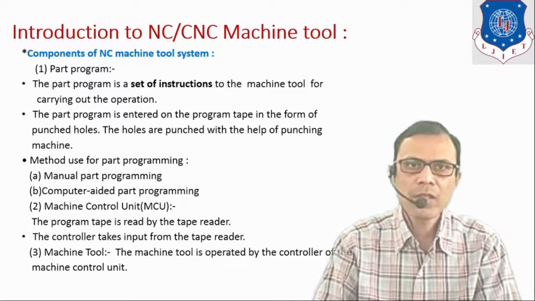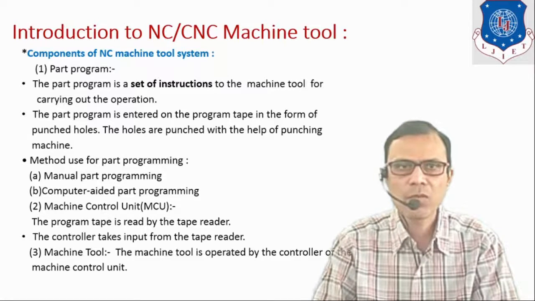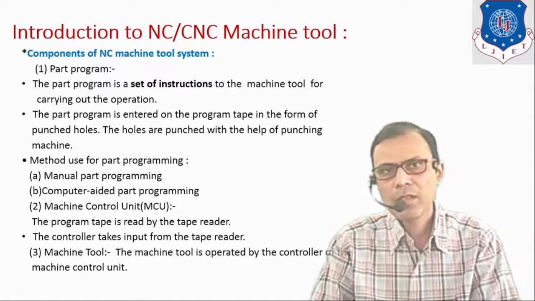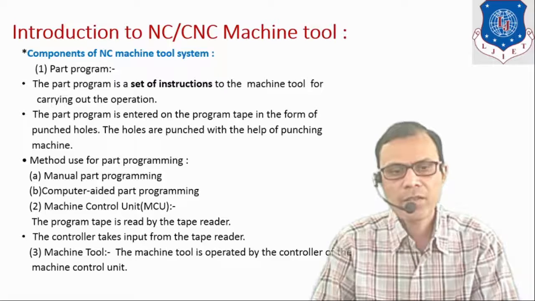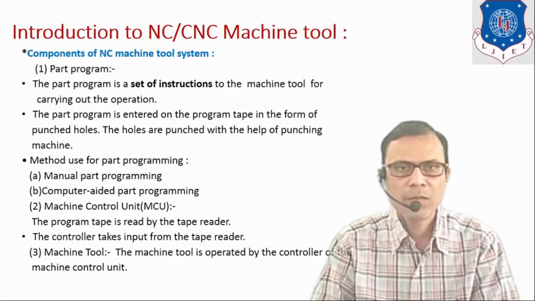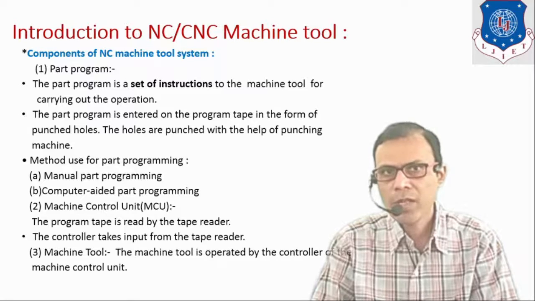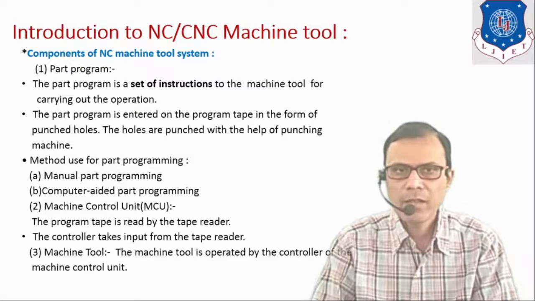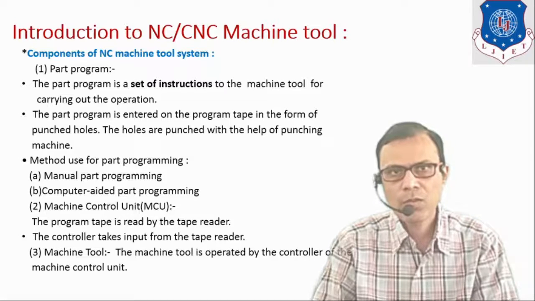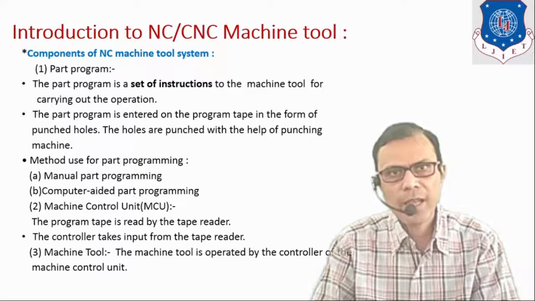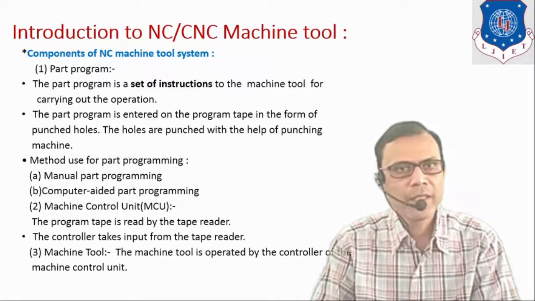Now let's see what are the components of NC machine tool system. First component is the part program. Part program is nothing but a set of instructions or statements which is provided to the machine. The part program or set of instructions is entered on the tape in the form of holes. So these holes are punched on the tape, and this tape can be read by the tape reader.